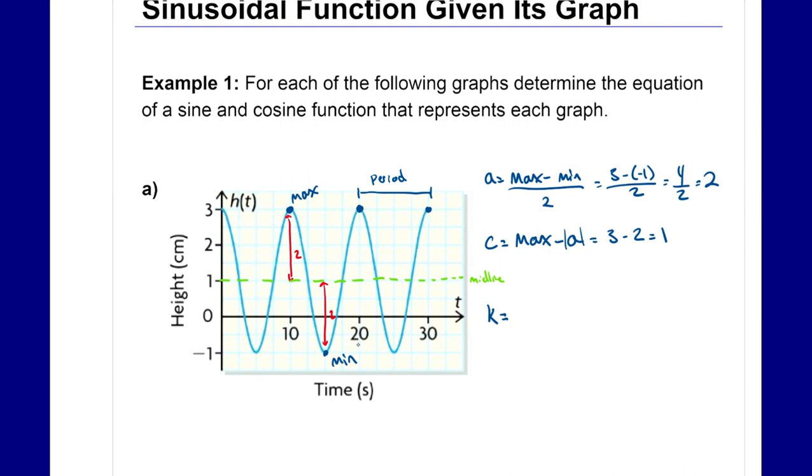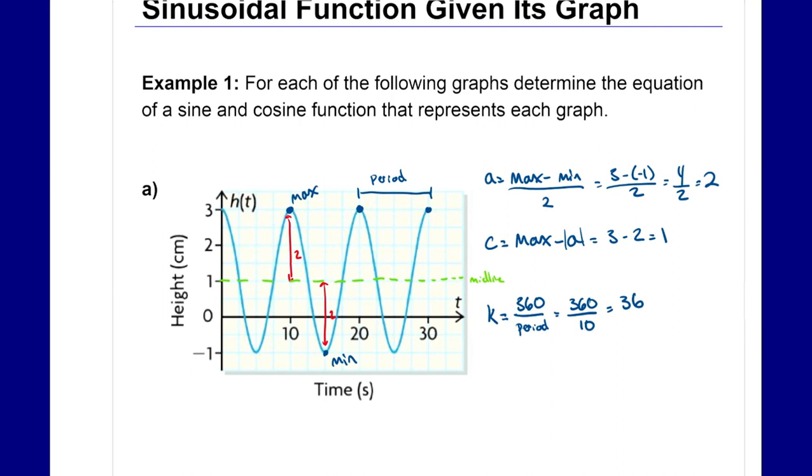So this goes from 20 to 30. That means that the period is 10. So for the K value, it would be 360 divided by the period, or 360 divided by 10, which is 36. Which would mean that there are 36 cycles in 360 degrees.